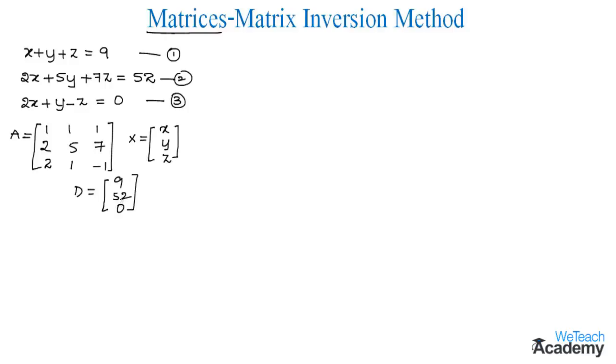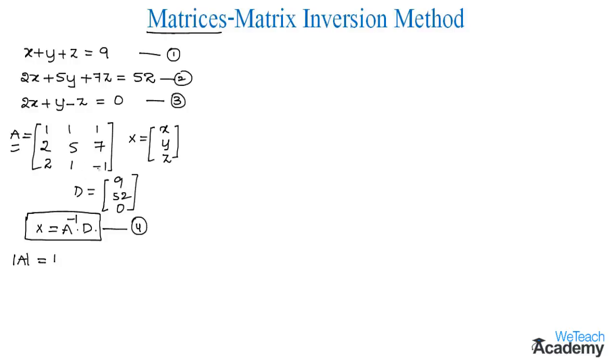So here we already know that in this method we need to use the equation X equal to A inverse into D. And now let us name this equation as equation 4. Before proceeding, let us check whether the matrix A is a singular or non-singular matrix. In order to check, we need to find the determinant of matrix A, denoted by mod A.